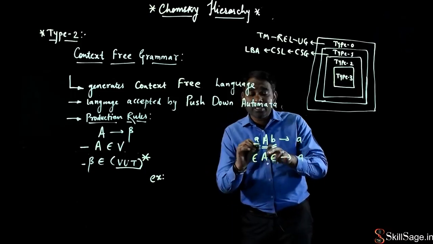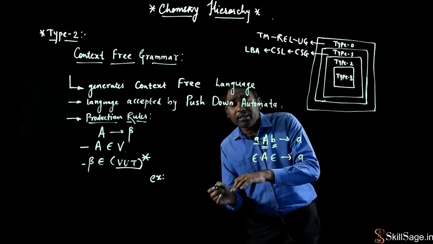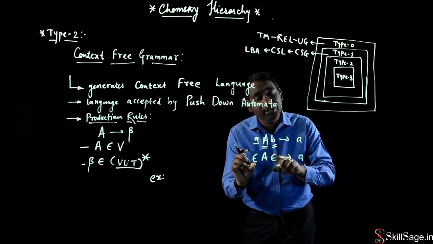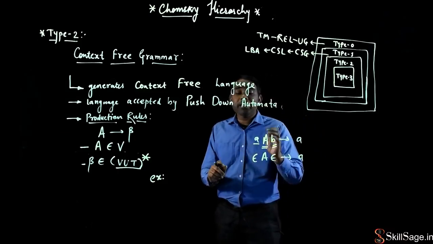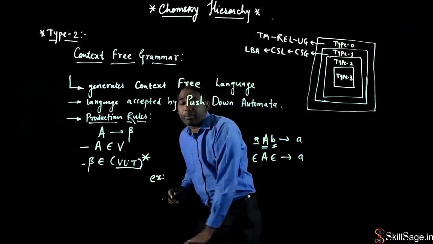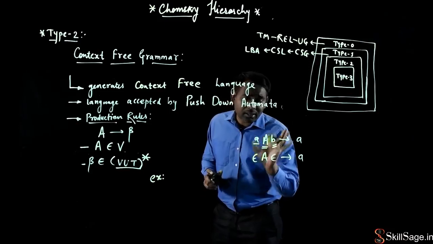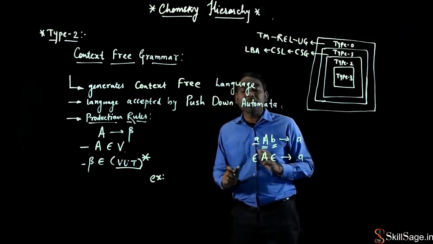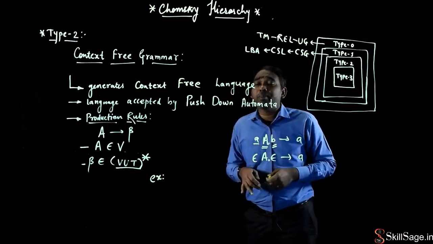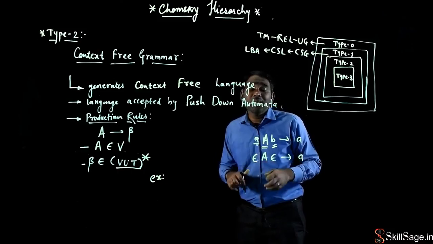That means this A का कोई भी left context नहीं है, कोई भी right context नहीं है. That means epsilon है, nothing is there. That is why it is called context free grammar. From this example itself, we'll come to know that मेरा जो लेफ्ट हैंड साइड ऑफ द प्रोडक्शन रूल है वो कैसा रहेगा.